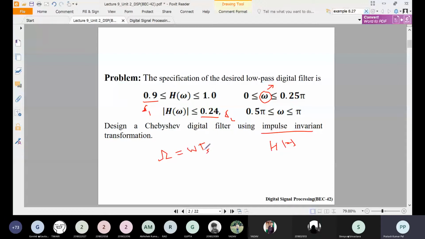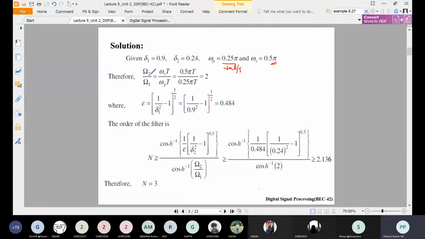Okay, so then omega 2, that is the analog frequency for the stop band attenuation, will be given by this, and if the ratio is calculated, it comes out to be 2. Okay, so to find the n value, we will be requiring delta 2, which is already known, and the omega 2 by omega 1 ratio is already known, and before that we need to find the epsilon value also. So epsilon will be given by this formula. Once we know the formula, we can calculate the epsilon value.